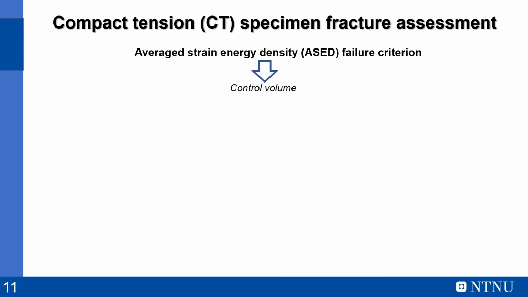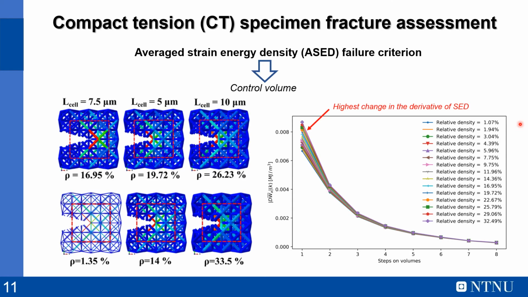observations. So first of all, we have to decide the control volume for the criterion. To do this, we have taken inspiration from a work of Pasquale Gallo and Kitamura on fractures of materials, and here you can see the strain energy density distribution of the finite element model around the notch for different unit cell sizes and different relative densities.